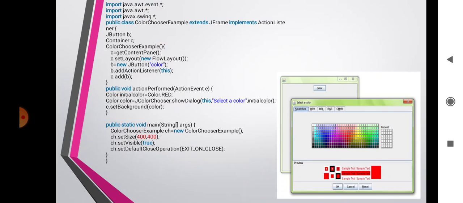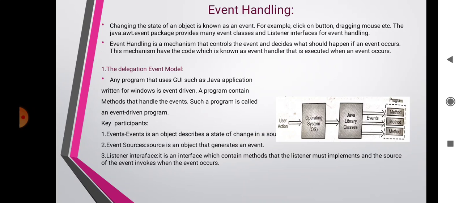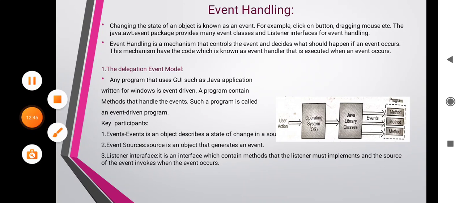When we run this program, we will get the first button, and the button name is Color, to select a color. Here you select from the color list, and by default the color is red, as mentioned in the program. Then the next topic is event handling.